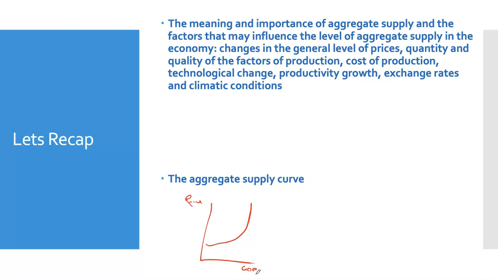But there are a number of factors that will result in either a shift to the left, so reduced aggregate supply at all price levels, or a shift to the right, and we need to know a number of them listed here.